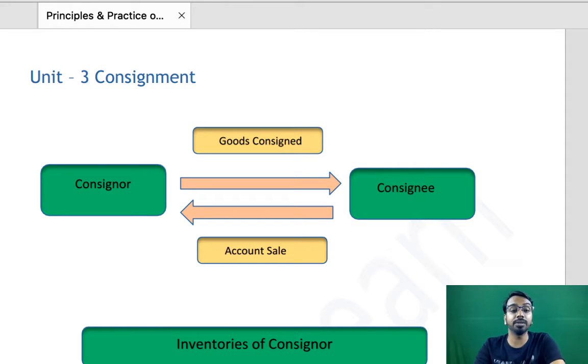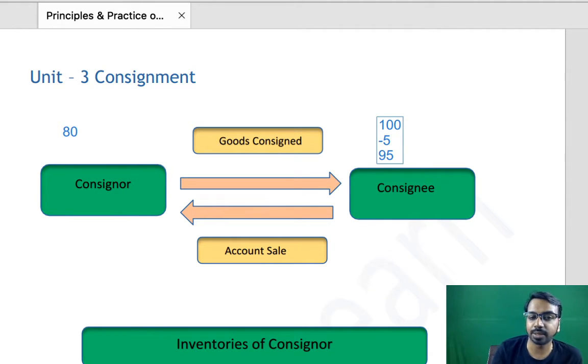So, say for example, consignor sent goods worth 80. That is the cost. Consignee sold these goods at 100, and he collected 5 as commission. So net amount received back by the consignor is 95. Now this is what is captured in the consignment account. You have 80 as cost of goods, 100 as sales, 5 as commission, and 95 is received. This is a simple structure to understand consignment accounting.